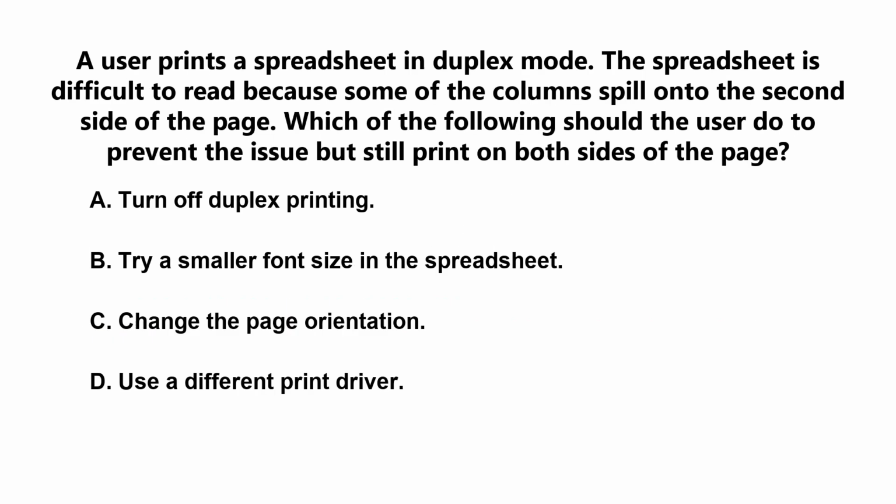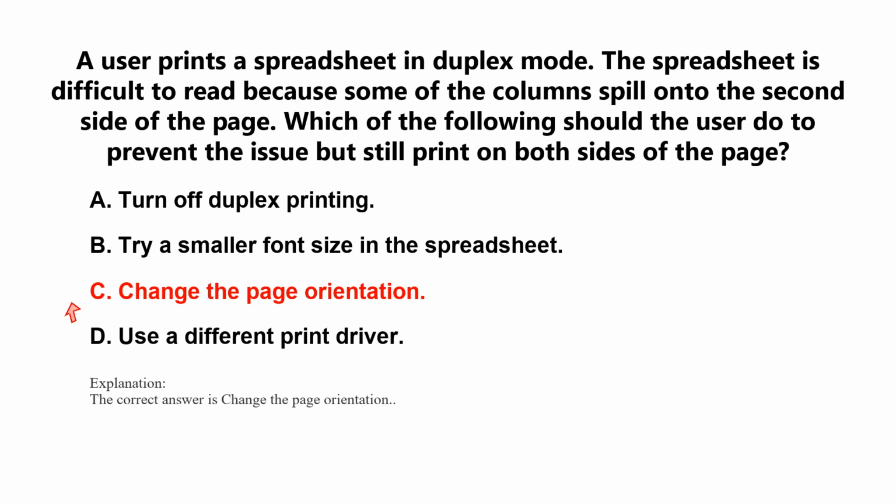Question 41. A user prints a spreadsheet in duplex mode. The spreadsheet is difficult to read because some of the columns spill onto the second side of the page. Which of the following should the user do to prevent the issue but still print on both sides of the page? Option A, turn off duplex printing. Option B, try a smaller font size in the spreadsheet. Option C, change the page orientation. Option D, use a different print driver. The correct answer is option C, change the page orientation.